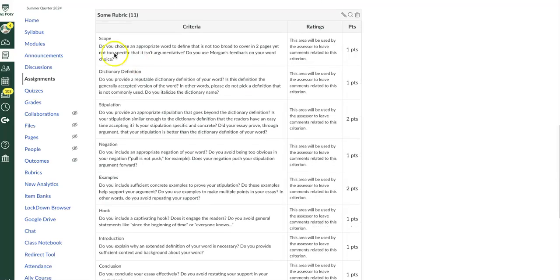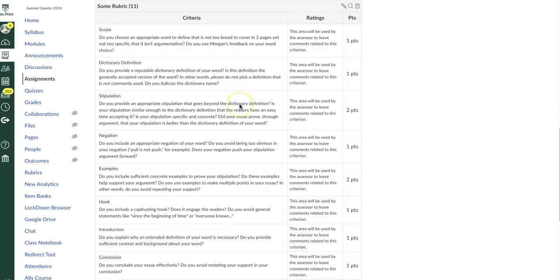So, talking about the scope, the main way that you would lose points on the scope section is if you choose a word that is way too vague for this assignment. So the main tip that I have for you is to look at my feedback on your definition essay word that I gave you earlier this week and ensure that I approved it. If I did not, then you will lose a point in this section.